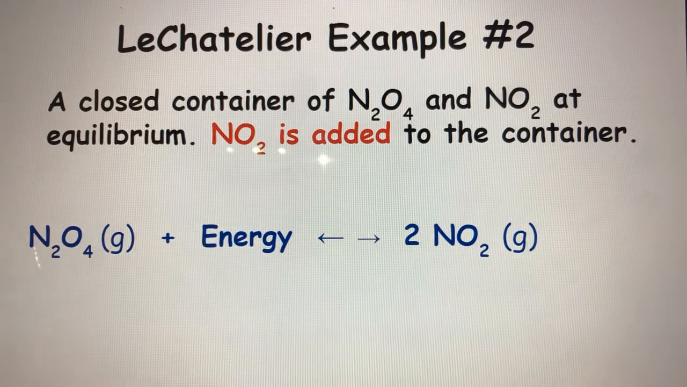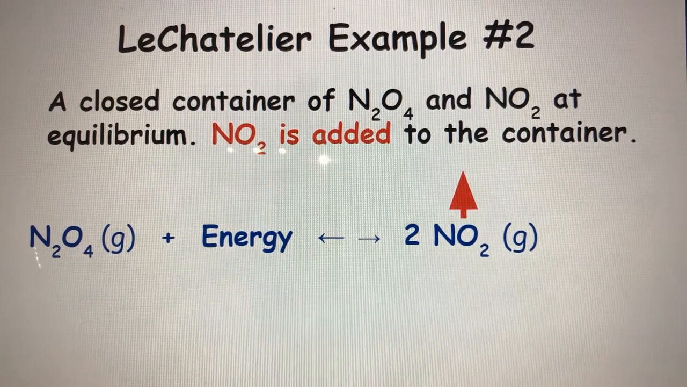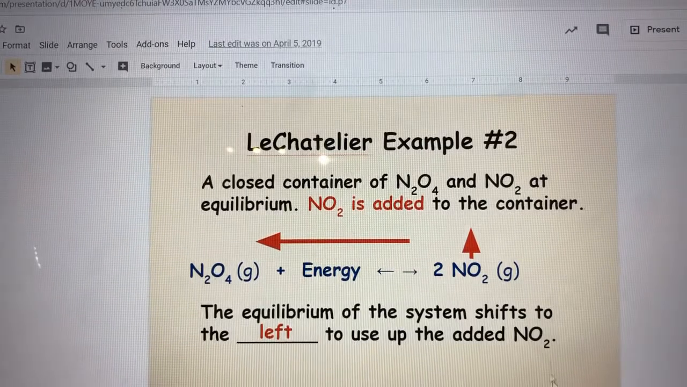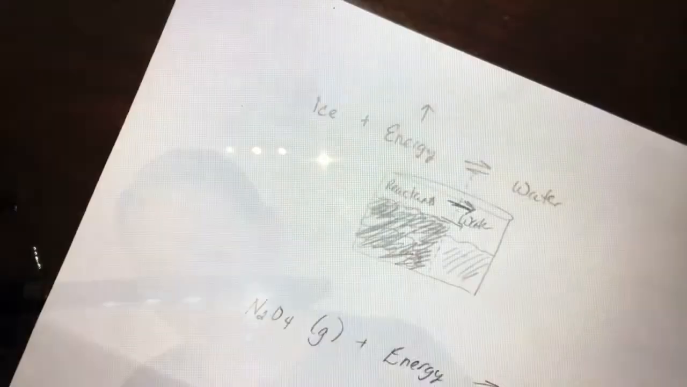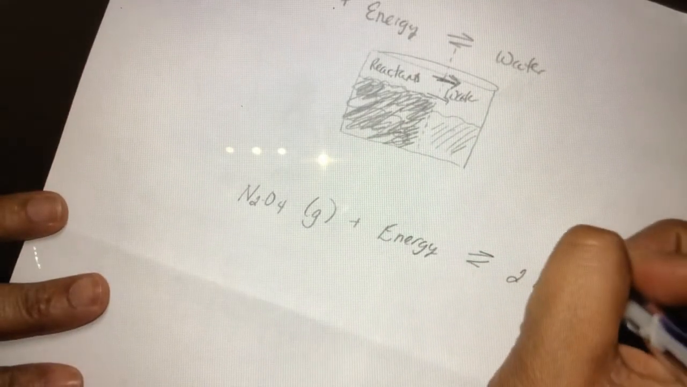So what are we going to do with that? Is there going to be an arrow up over the NO2, or is there going to be an arrow down? NO2 is added to the container. Arrow up. Okay, so go back to your water example. Sorry, wrong one. Okay, let's go back to this example. So this was an arrow up here.